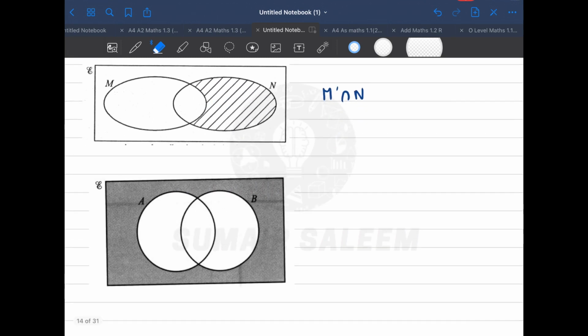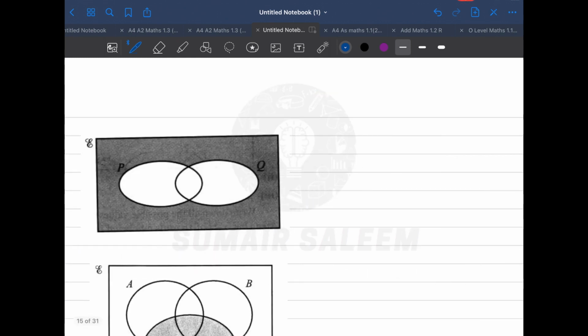Now if you see part C, it's really simple. All area other than A and B, which means it's going to be A union B complement. This was really simple. You get till this point. Let's practice more. This one is the same. It's going to be P union Q complement.